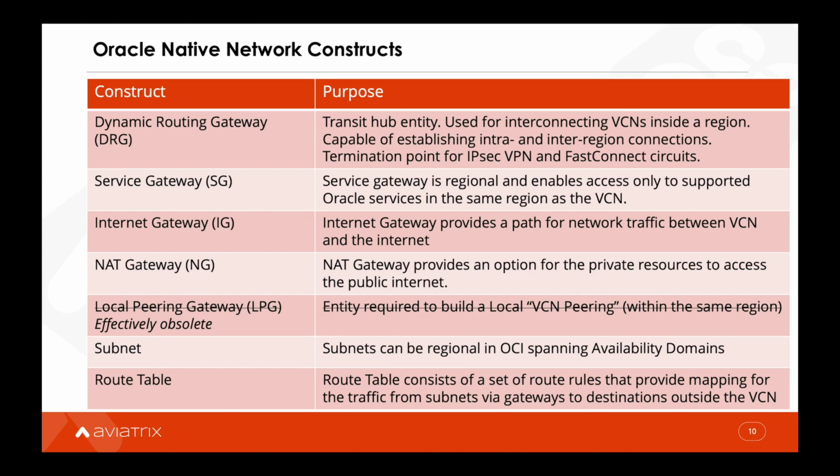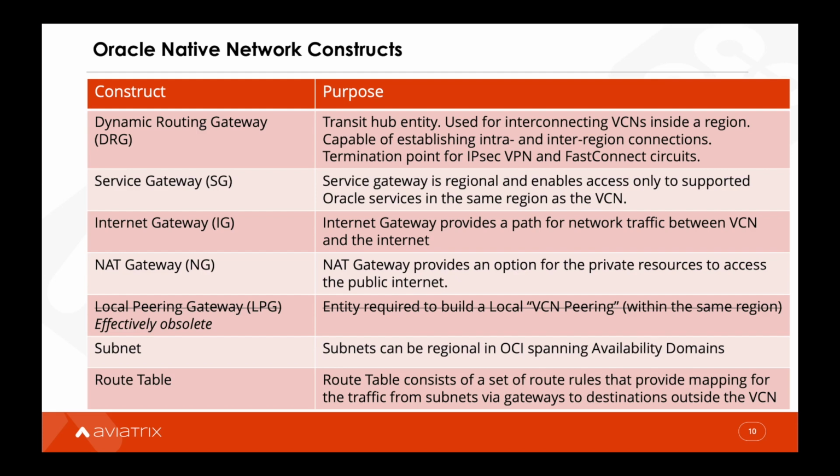There is still a local peering gateway, which is used for, let's say, VCN peering inside a region. But with the recent changes to DRG, the dynamic routing gateway, the local peering gateway and the local peering connection itself, the VCN peering, becomes kind of obsolete. I'm not saying this is officially deprecated, but you have a much better option now through dynamic routing gateway. So I don't see many reasons to keep on using LPGs.